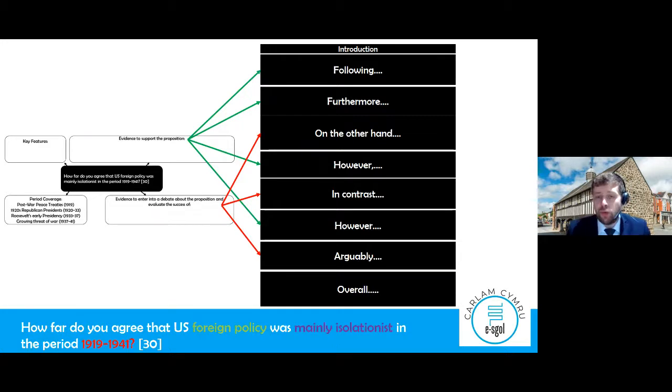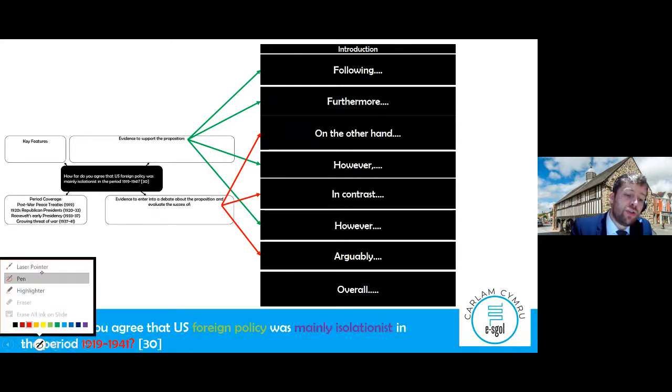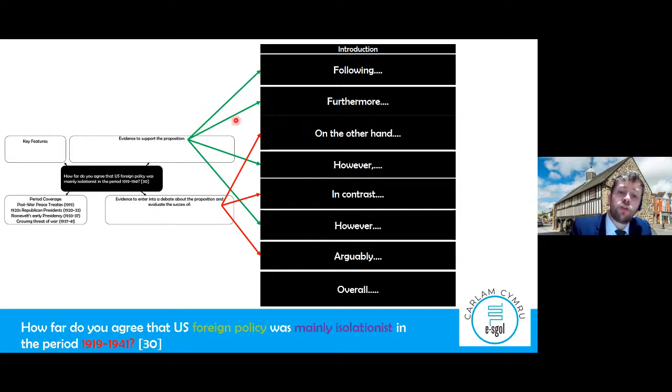This is one of those planning documents I suggested to you in a previous session. The question in the middle, period coverage, making sure you're covering the whole period and you've got things from each bit. Evidence to support the proposition, in this case that it was mainly isolationist. Evidence to enter into debate about it, in this case that it wasn't mainly isolationist. And you can see then that I have introduced 1, 2, 3, 4 paragraphs that say it was mainly isolationist, and 1, 2, 3 paragraphs that say it wasn't.